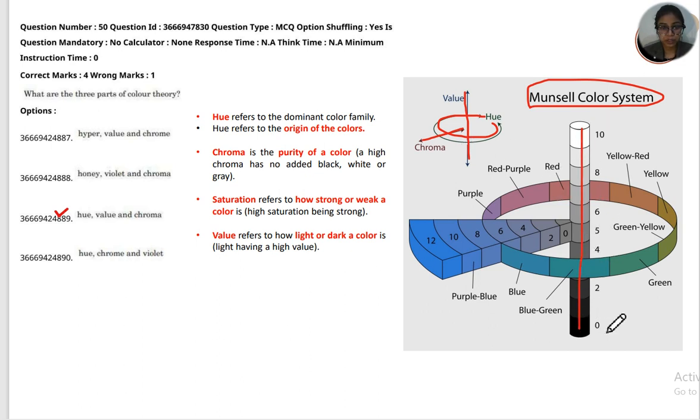When you go to 0, value 0 in the Munsell color system represents your black color, and value 10 represents your white color. As we are moving upward, we are getting into the whiter part, from black to white, and in between, at 5, you have your gray part.